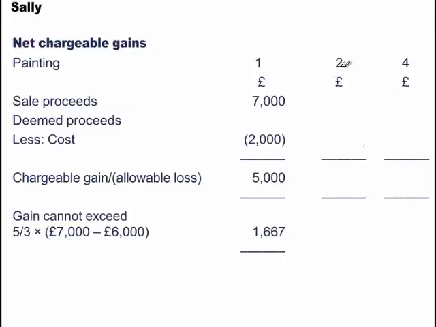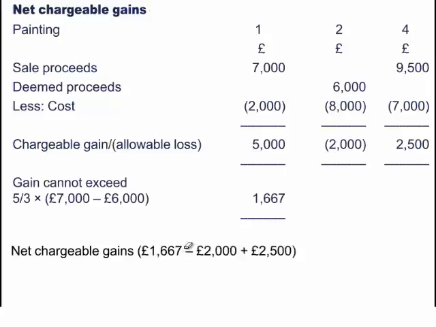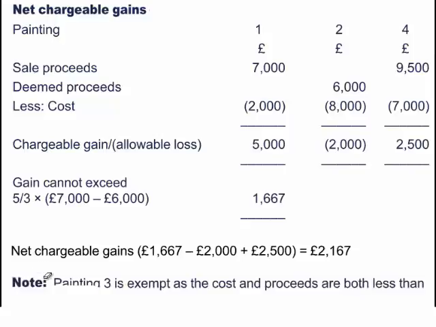Secondly, we have painting 2. This was the marginal loss painting, so we use deemed proceeds of £6,000 and ignore the actual proceeds of £4,500. We use the real cost of £8,000 to give an allowable loss of £2,000. Finally, painting 4 is a normal gain, so we have proceeds of £9,500, cost of £7,000, giving a gain of £2,500. So the net chargeable gains for the year will be the total of the £1,667 less the £2,000 loss and adding on the £2,500 gain. That gives us a net gain of £2,167. And I've got a note here: painting 3 is exempt as the cost and proceeds are both less than £6,000. So that's the end of this example.